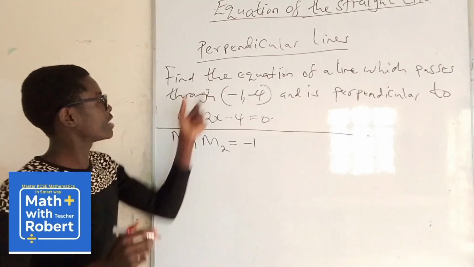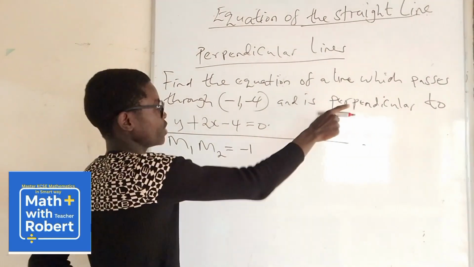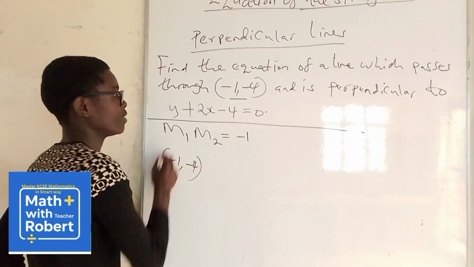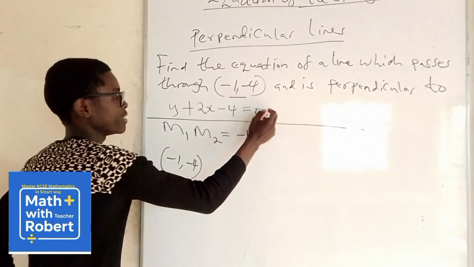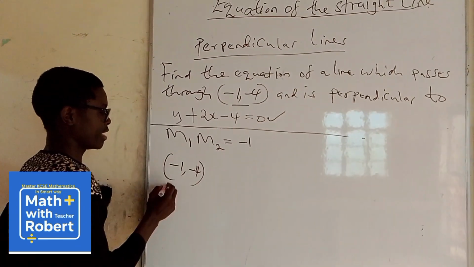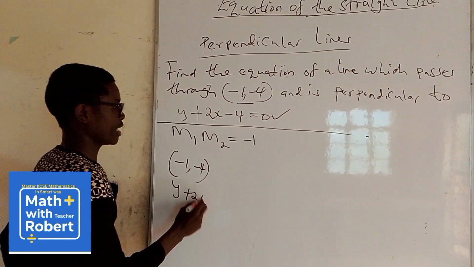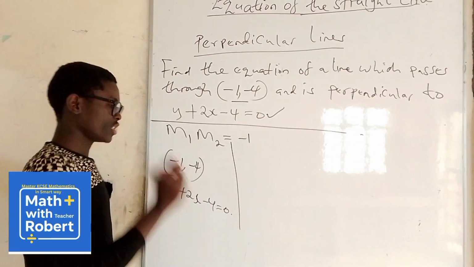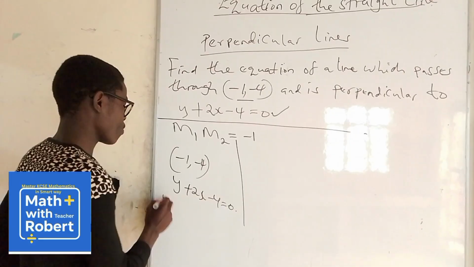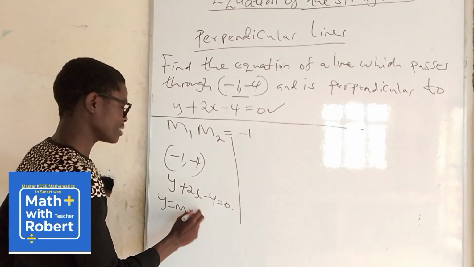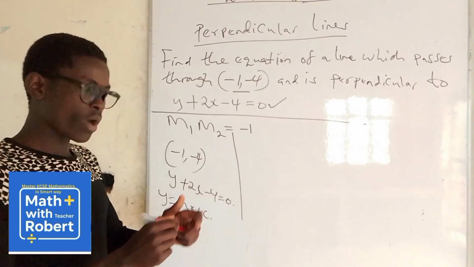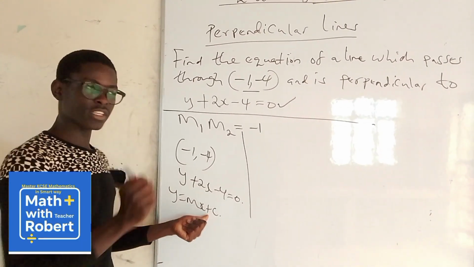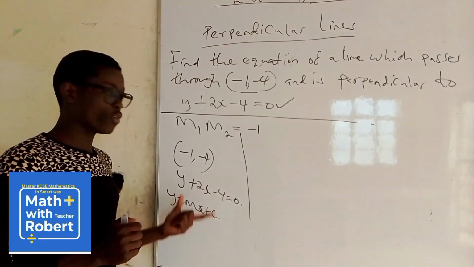So we have this question here. Find the equation of a line which passes through the point (negative 1, negative 4) and is perpendicular to this line. And the line is y plus 2x minus 4 is equal to 0. So step 1, you change the equation to y = mx + c. When you are given an equation that is not in this form, make sure that you first change that equation to this form before you continue.